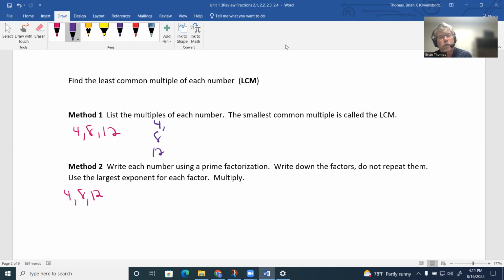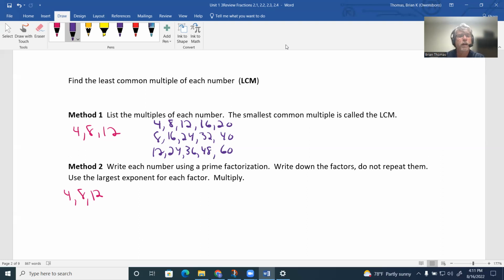So 4 times 1 is 4. 4 times 2 is 8. We have 12, 16, and then we have 20. The multiples of 8 would be 8, 16, 24, 32, and 40. Multiples of 12, 12 times 1 is 12, 12 times 2 is 24, 36, 48, and 60.